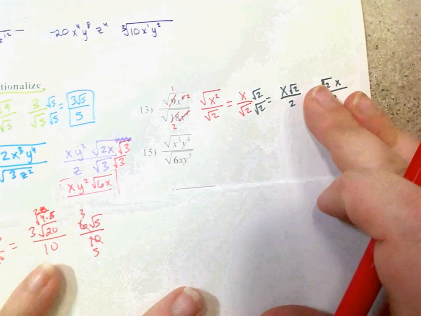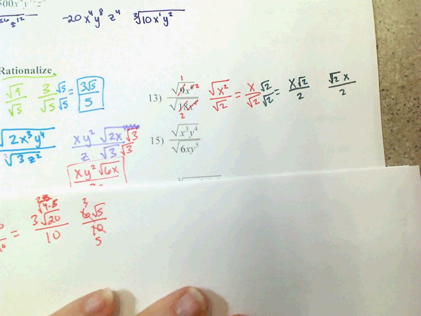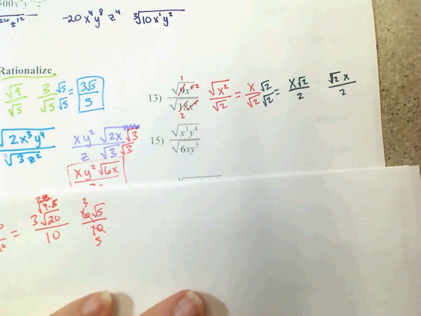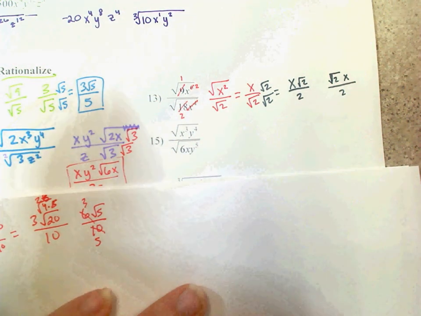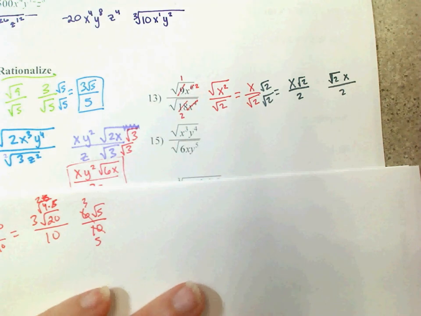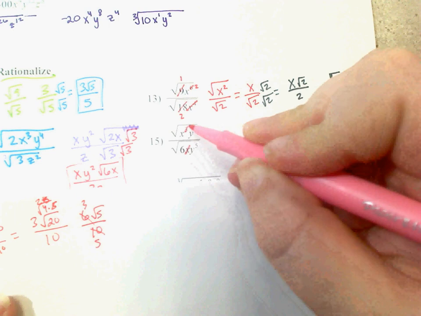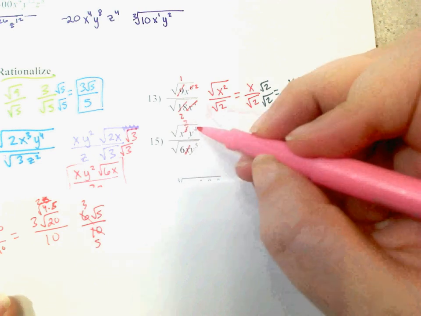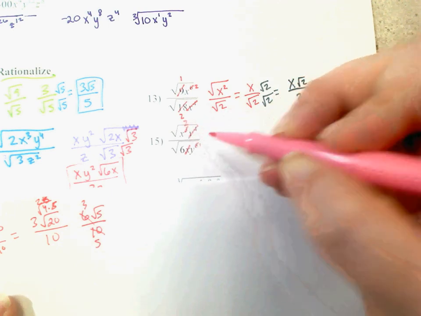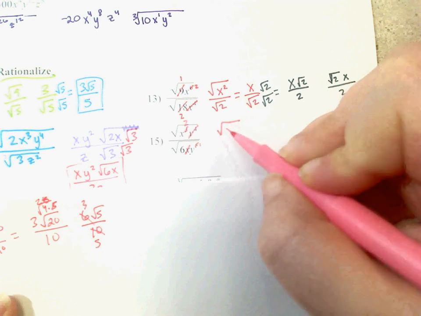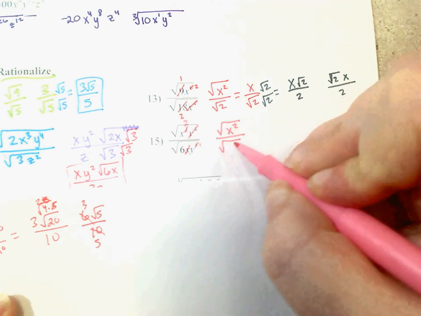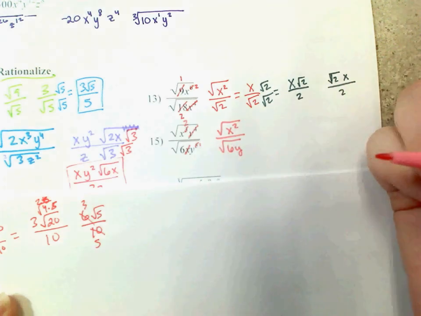So number 15, the only number I have in there is a 6, so I'm going to leave that down in the denominator. But I can simplify my x's. I've got 1x here canceling out with 1x there, leaving me with 2 on the top. And then 4 of those cancel out with 4 of those, leaving me with 1 in the denominator. So I've got the square root of x squared divided by the square root of 6y. The square root of x squared is just x over the square root of 6y.